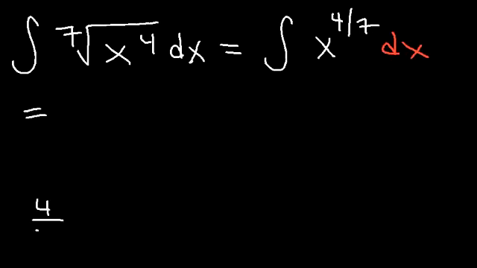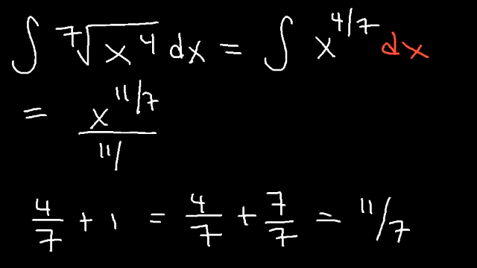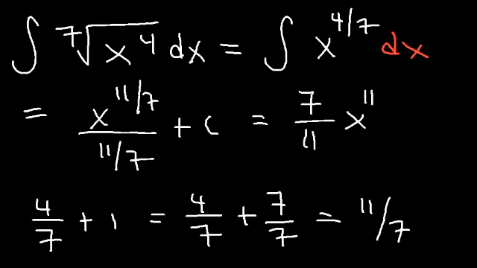Let's add 1 to 4 over 7. And since the denominator is 7, we're going to replace 1 with 7 over 7. 4 plus 7 is equal to 11. So the antiderivative is going to be x to the 11 over 7 divided by 11 over 7, or 7 over 11 x to the 11 over 7 plus c. And so here's the answer.